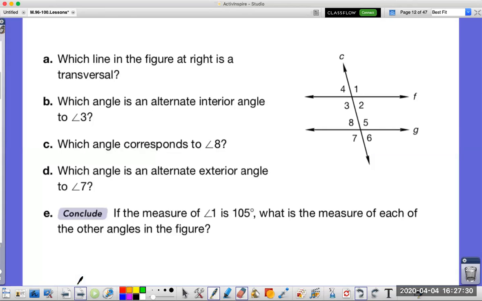All right, let's try these. Which line in the figure at the right is a transversal? What's the name of the line? Correct. It would be line C. Nice job. What about letter B? Which angle is an alternate interior angle to angle 3?